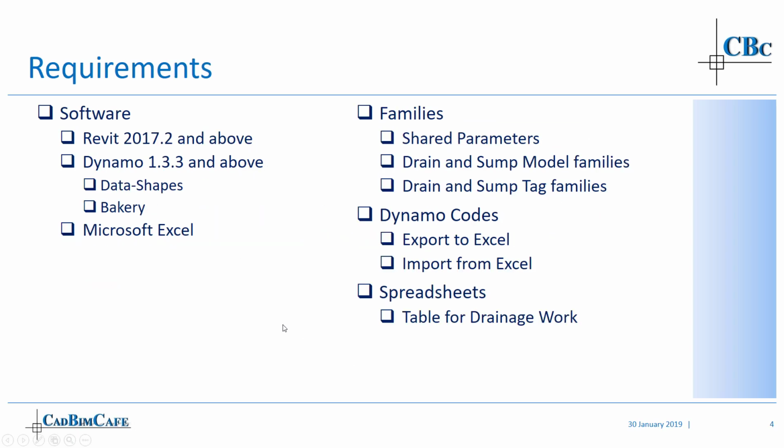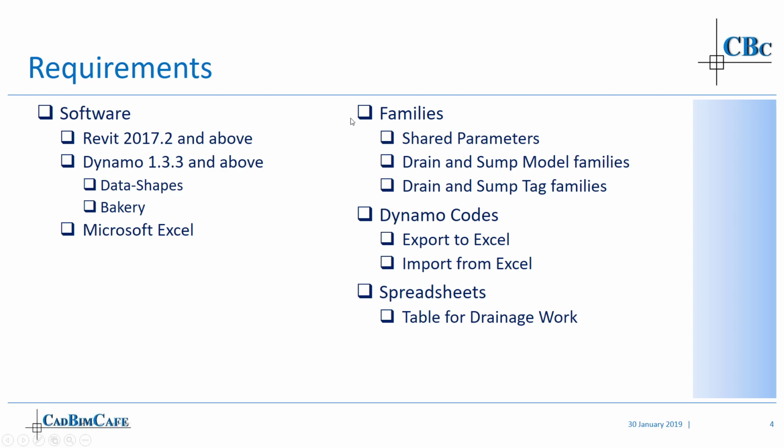So coming to the requirements, we have to break them down into 4 parts: the software, the families, the Dynamo code, and the spreadsheet. As software, we need Revit 2017.2 and above. Then we need Dynamo 1.3.3 and above as well. Additionally, we need packages like Data-Shapes and Bakery for Dynamo. These packages are quite important for us to create the Dynamo code. The last one is Microsoft Excel. Engineers also use it, and as a modeler and drafter, we also use it.